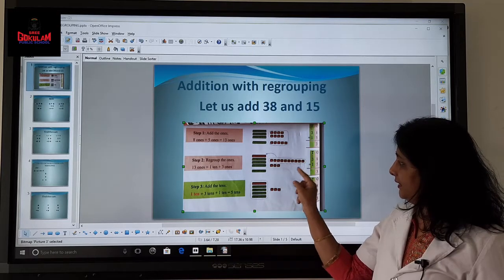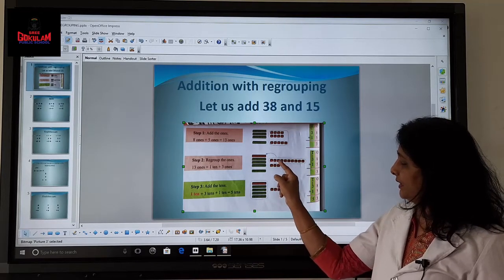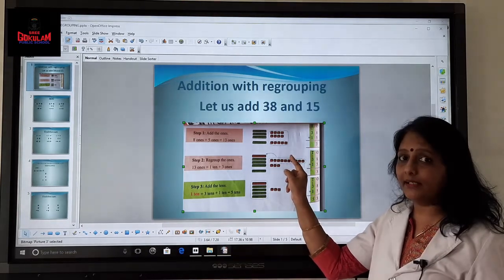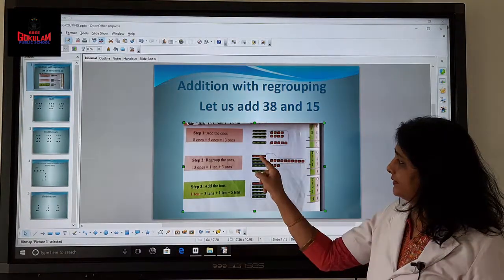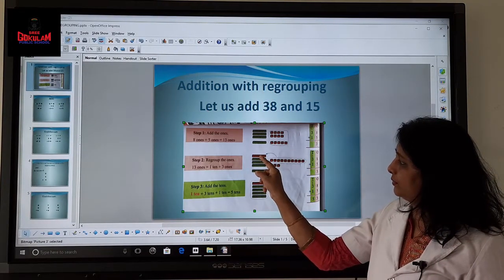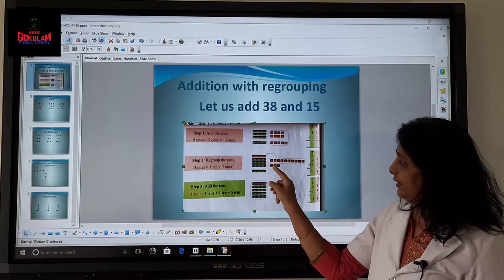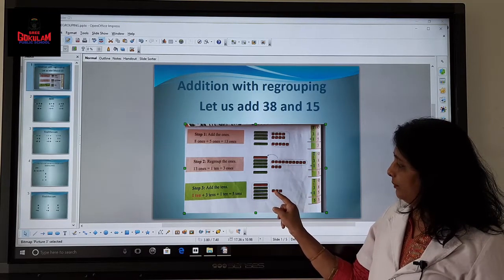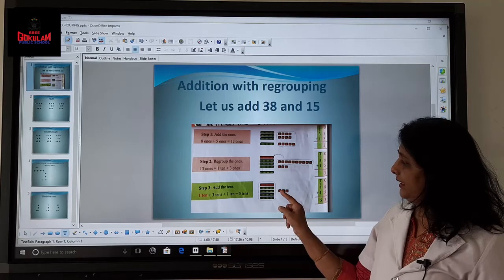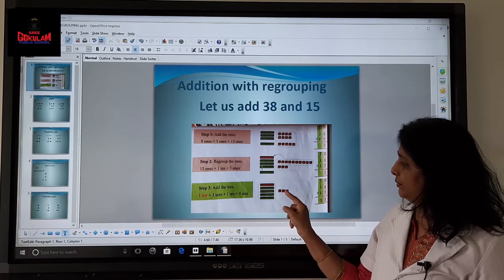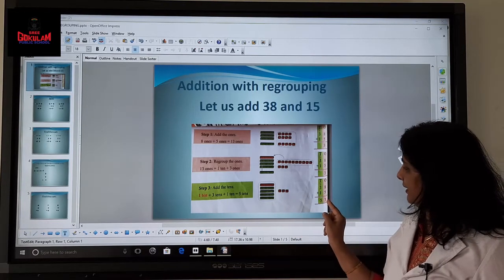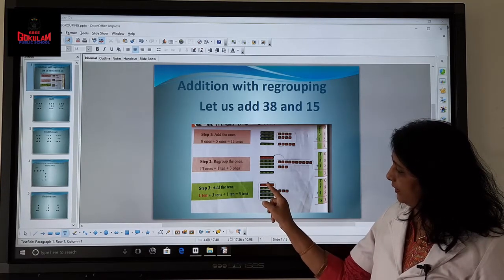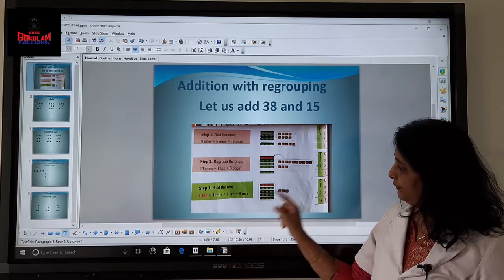From this 13 ones, we are taking out 10 ones. And you know 10 ones make 1 ten. That is carried to the tens place. Now, that is the third step. Here, how many are left? Only 3 ones are left. 1, 2, 3. In the ones place, 3. And now how many tens are there? 1, 2, 3, 4, 5.